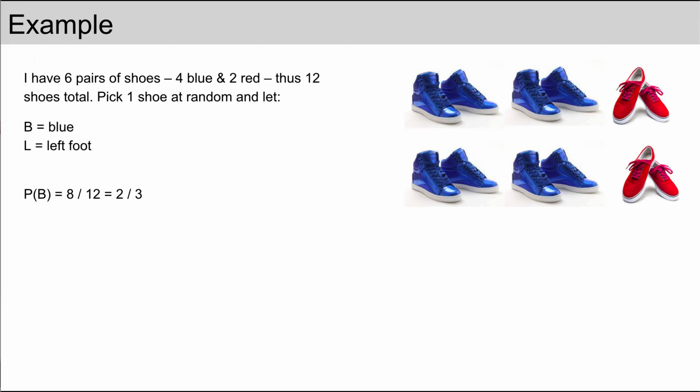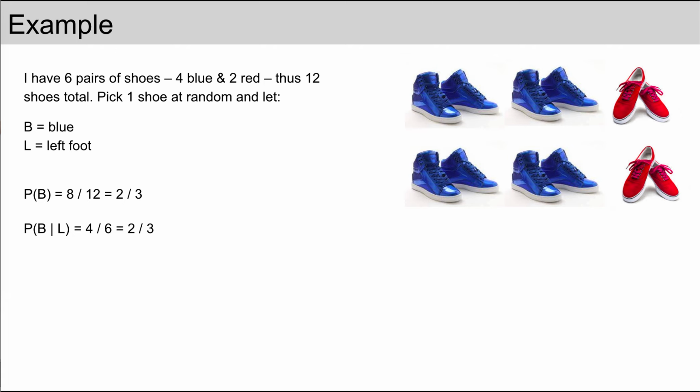Now suppose I don't tell you what shoe I got, but I do say that it goes on the left foot. This information shrinks our sample space down to 6 left foot shoes. Among these, 4 are blue. Thus the probability that I got a blue shoe given that it goes on the left foot is 2/3.